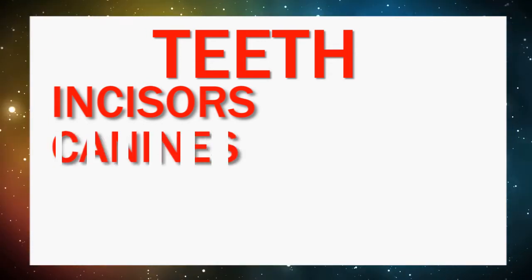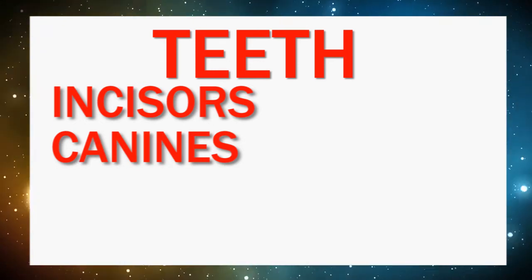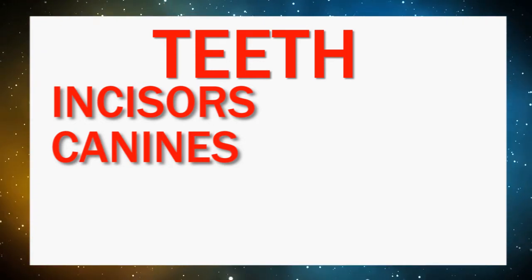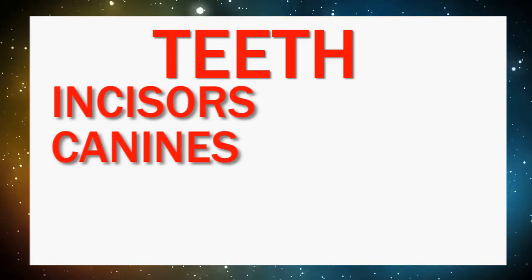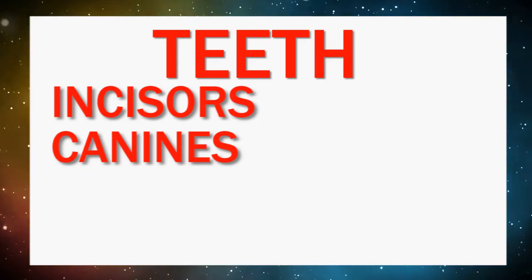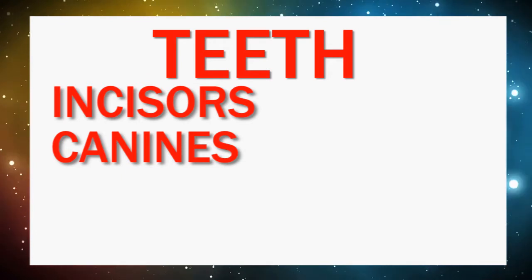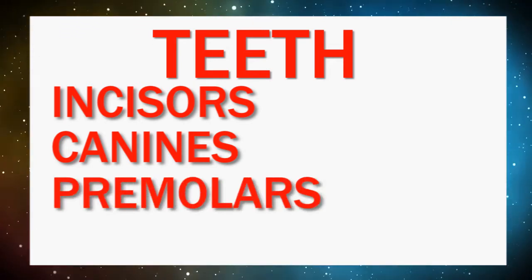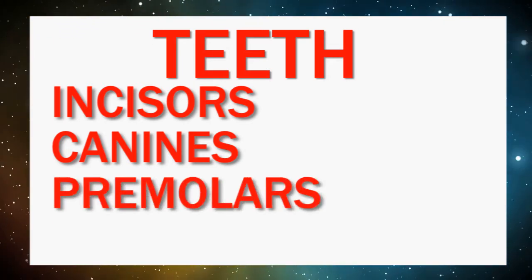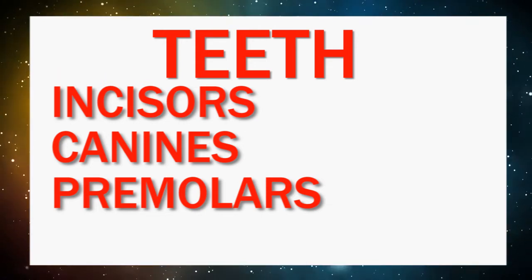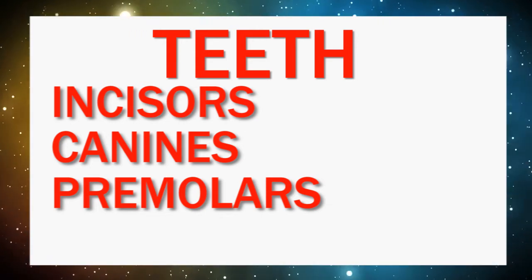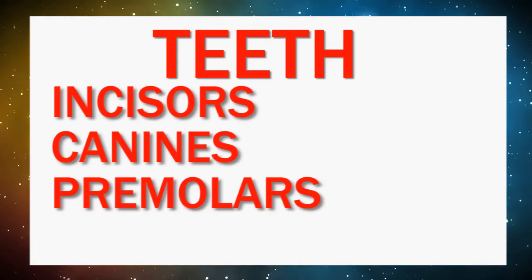Then we have the canines. These are the ones that Dracula made famous. They're known as fangs in animals, and they're used for tearing. Behind the canines we have the premolars. The premolars have 2 projections or cusps, as opposed to the canines, which only have a single cusp.